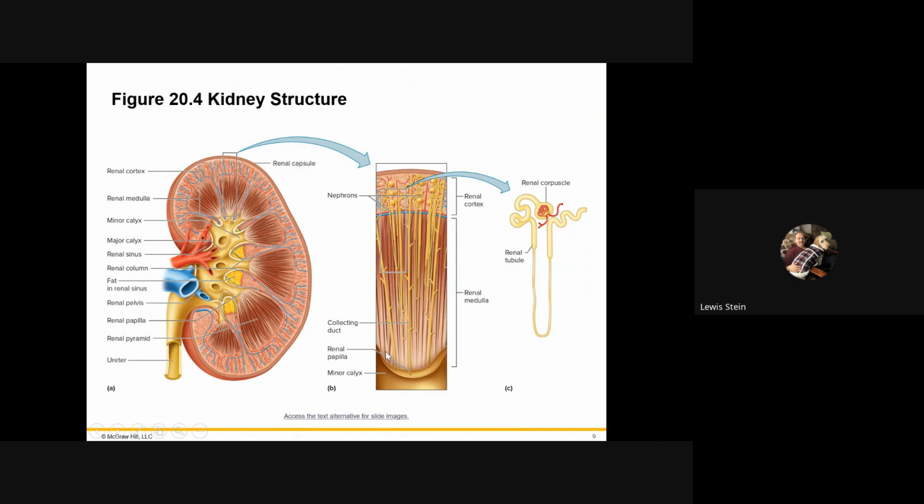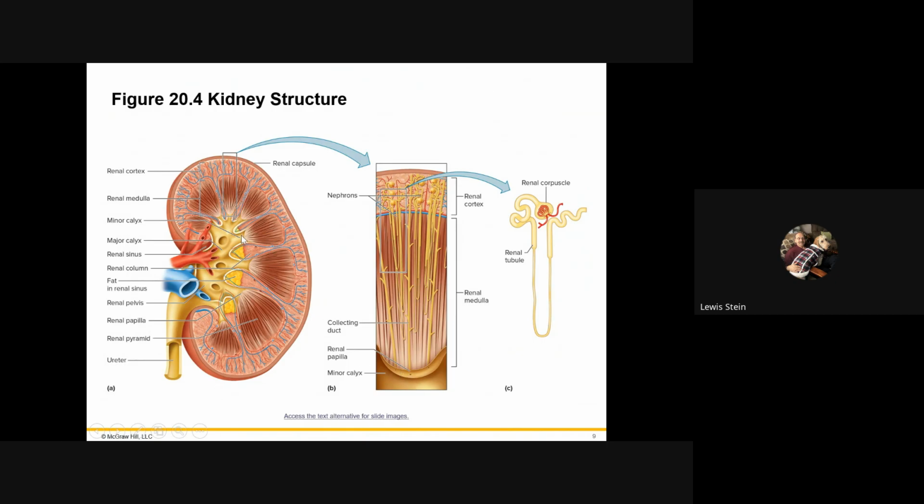This is a really good view of what's going on in one of those pyramids. Here are the pyramids. There are typically about 7, maybe 8 of these. There's a subtle anatomical variation. And dripping out of the tip of these pyramids, right here, is where the urine comes out. It's called the minor calyx.